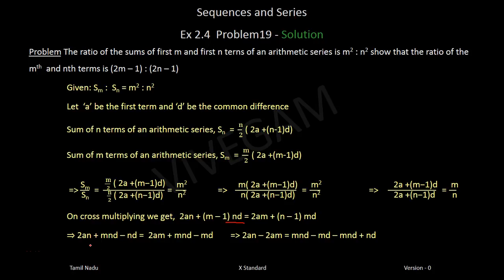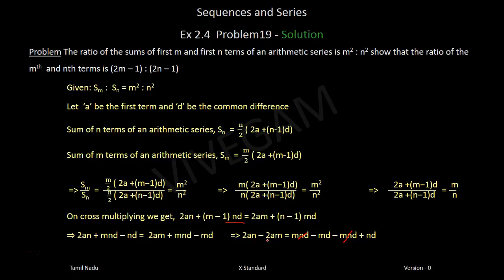So collect all the a terms together and all the d terms on another side. So 2an, and this 2am, bring it to one side, so it becomes 2an minus 2am, and on the right side we have mnd minus md, and this mnd will come this side, and nd will go as plus nd. That's what we got here. As you can see, this will cancel with this, right? So you will be left with 2an minus 2am equal to minus md plus nd.